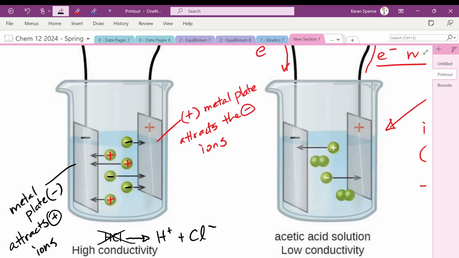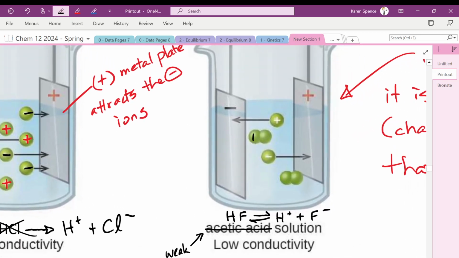Now, I don't like that this is acetic acid. I'm going to call it HF instead because acetic acid is too big of a formula to write. Yes? So I'm just going to call it HF. They're both weak acids. And remember, HF, because it is weak, it's only going to dissociate partially. So look, most of the HF is still stuck together.